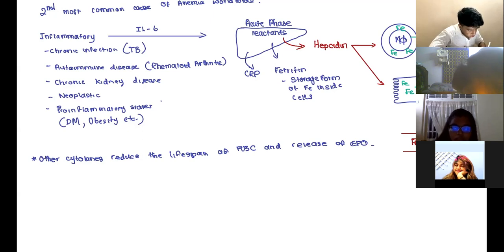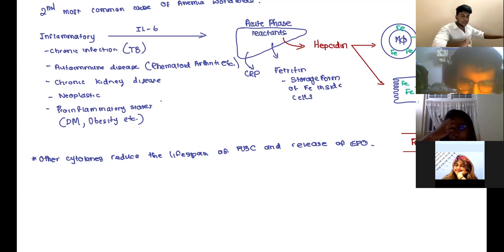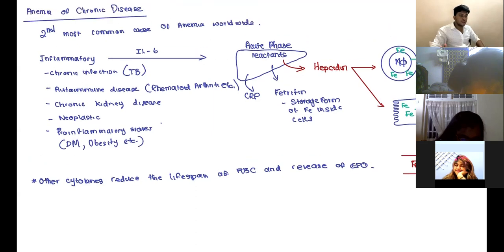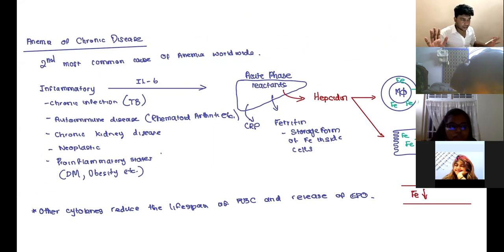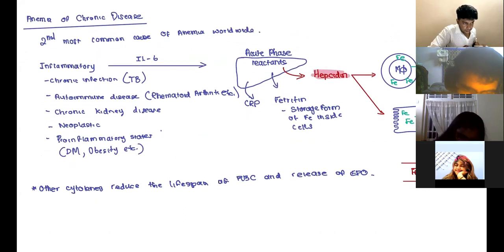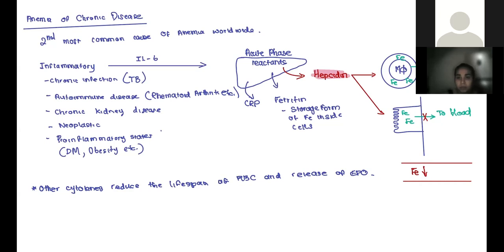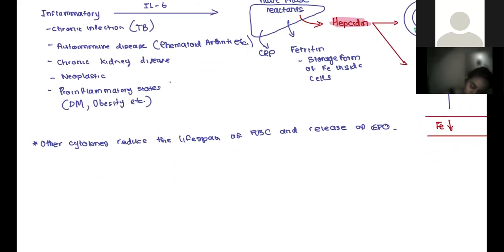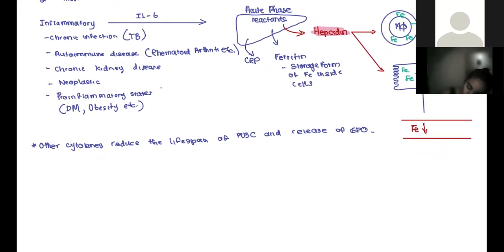Guys, I need you to understand rheumatoid arthritis is not the only example, okay? It could be literally any autoimmune disease. You don't need to memorize any of these conditions. You just need to know if there's an inflammatory state, you can get anemia of chronic disease. What you need to know is this molecule. Okay, let's move on. Is it clear till now? If not, please ask me.